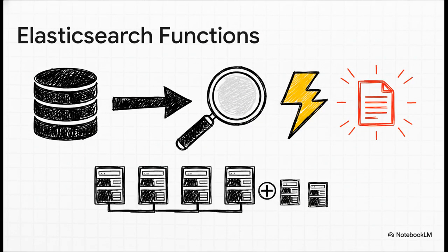Well, it's all about how it handles data. It takes everything, stores it in this flexible format called JSON, and then automatically indexes every single piece of information. It's like it's creating a super detailed index for a giant library as the books are coming in. That's why you can search terabytes of data and get an answer back in milliseconds. It is just insanely fast.